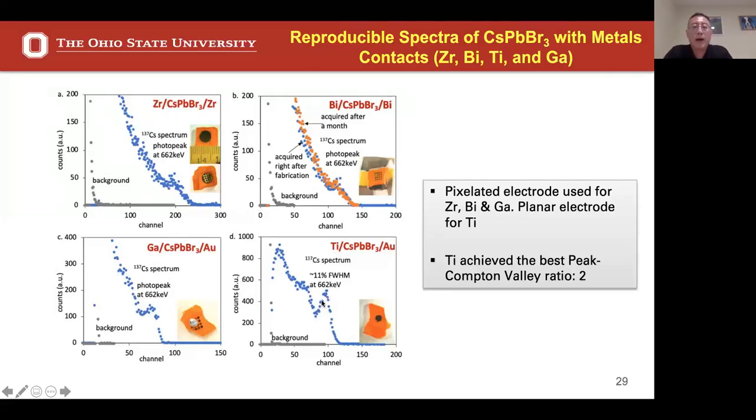The reason this one has a better spectrum shape is that it is a planar structure, whereas compared to the other three, one side is planar and the other side is pixelated. When you have a pixelated side, the effective detector volume is small. That's also verified by our Geant4 simulation for planar structures: because the effective detector volume is large, you will have a better spectrum shape. The resolution will not necessarily be the best, but it definitely will have a better peak-to-Compton ratio.